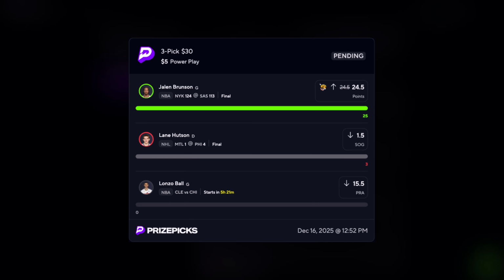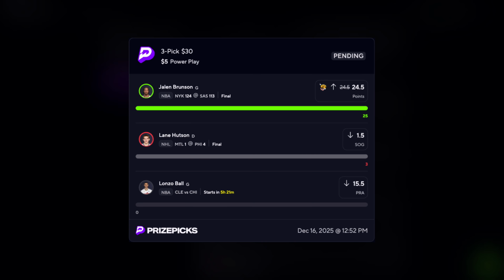Lane Hudson sold the duffel here. I know so many sharps just on socials and everywhere that had this guy under 1.5 shots on goal. I think Montreal had a low amount of shots after 2, and it looks like they just poured it on in the third to get to a total of 22 shots on goal. And he got 3 of them, so that's gonna chalk this slip.